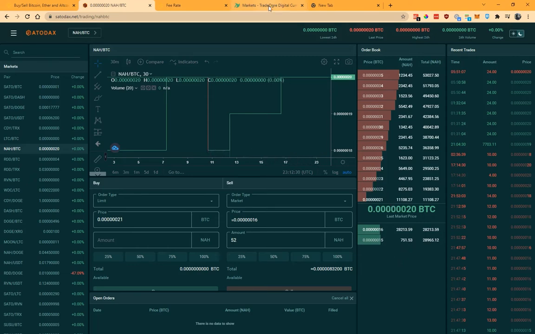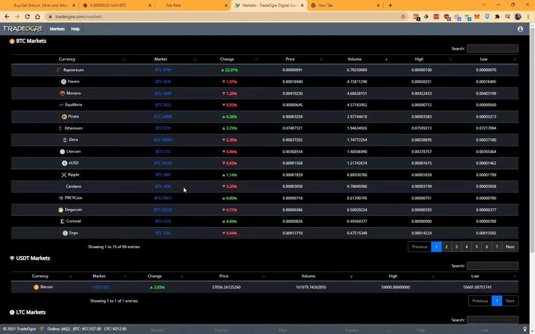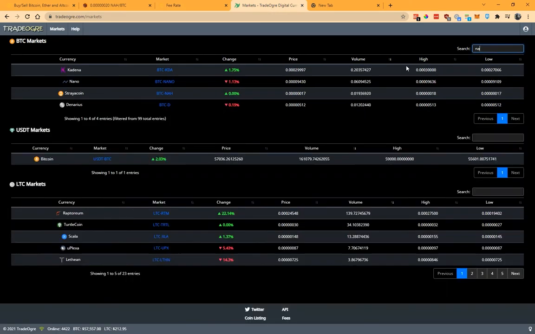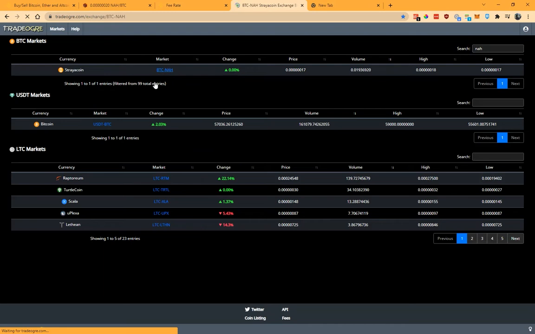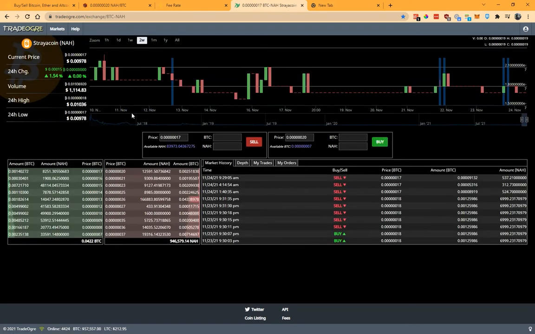If we go across to the markets on TradeOger, and we have a look for NAR, we can then compare the markets, because you will have different prices on different networks. And so we can see here, if we have a look at what people are willing to sell for versus buy for, the sell price here is actually slightly better. Rather than being 2.1, it's 2.0, and there's a higher volume.